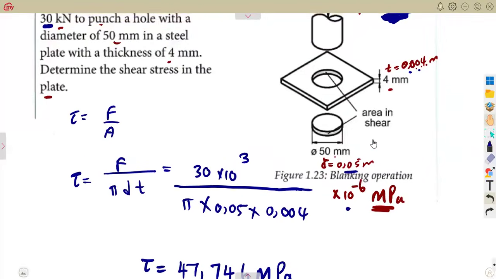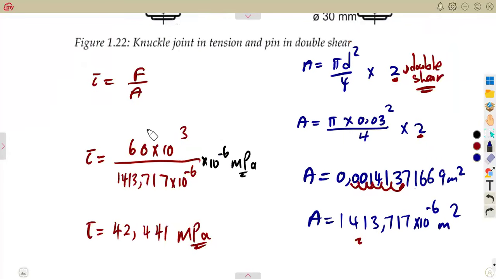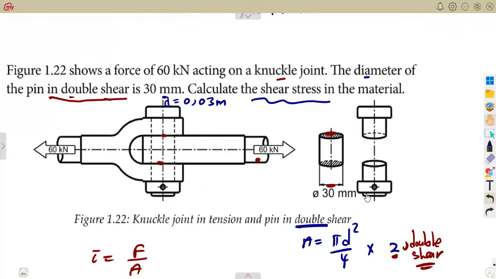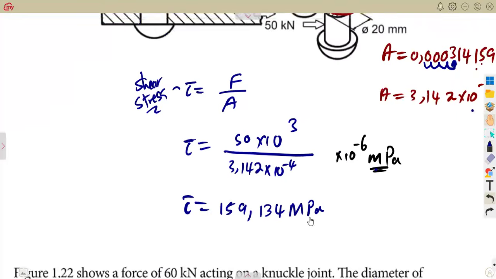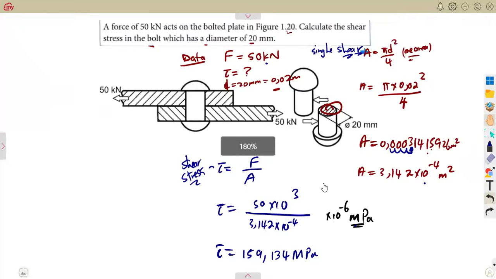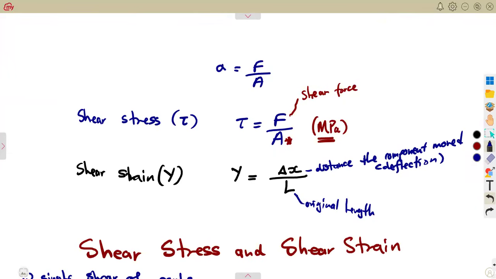So I want you to revise with the type of presentation that you're given. Are you given a blanking operation? Are you given a condition where a double shear is active? Two areas are to be considered. Are you given a condition of a single shear being applied? Only one area has to be calculated. Only one area has to be considered. So these are your typical questions that you might be given.